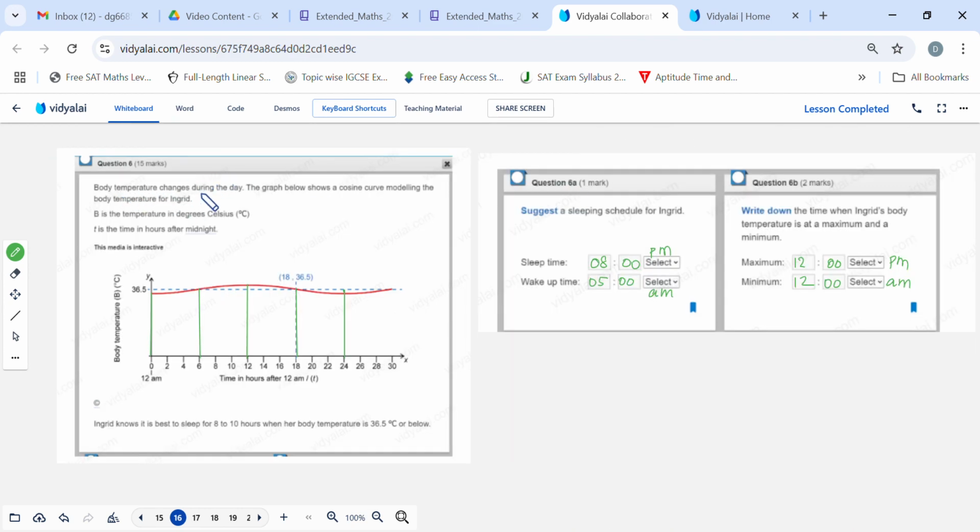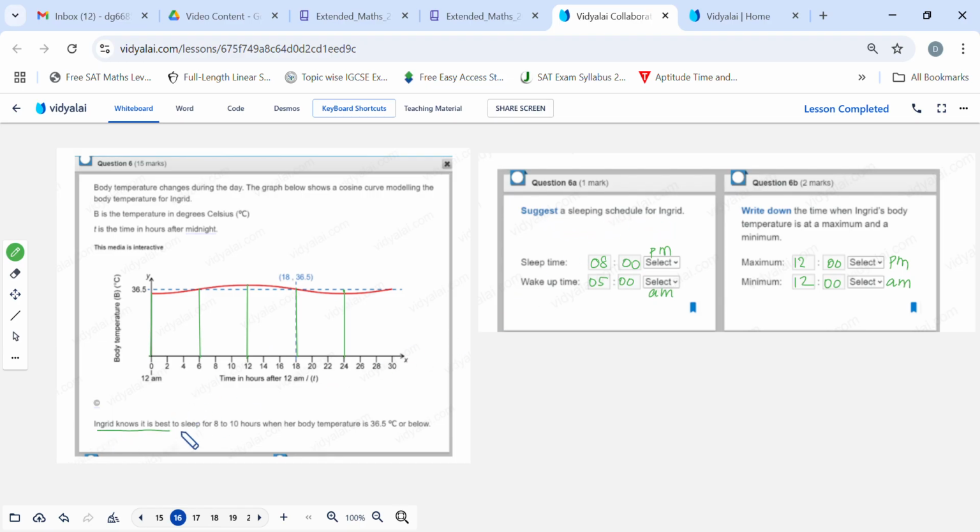Body temperature changes during the day. The graph below shows a cosine curve modeling the body temperature for Ingrid. B is the temperature in degrees Celsius. T is the time in hours after midnight. So the graph is given here. Ingrid knows it is best to sleep for 8 to 10 hours when her body temperature is 36.5 degrees Celsius or below. Suggest a sleeping schedule for Ingrid.